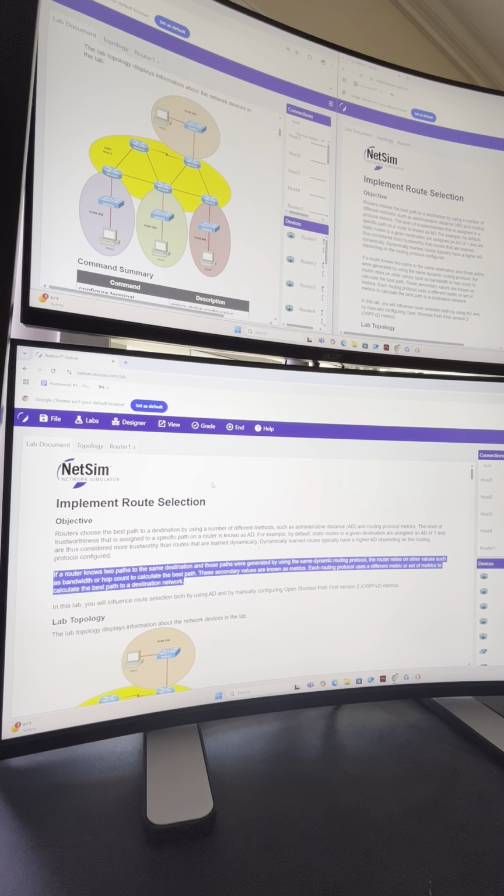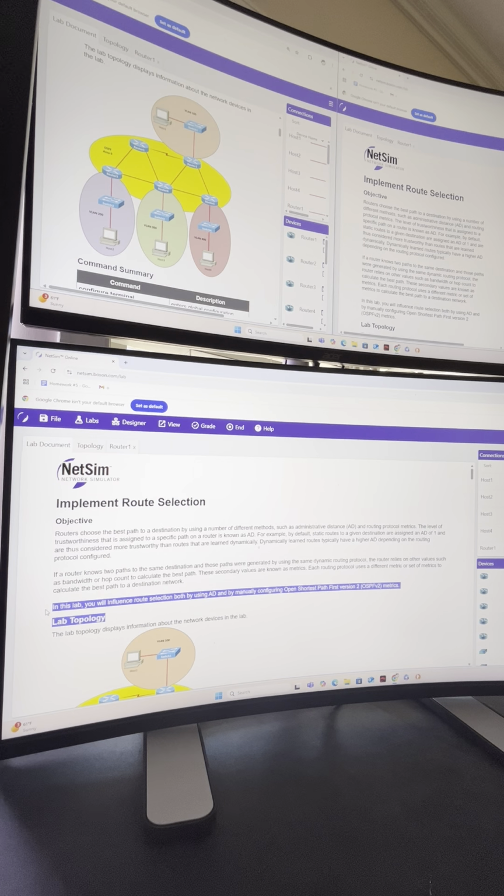It says, if a router knows two paths to the same destination, and those paths were generated by using the same dynamic routing protocol, the router relies on other values such as bandwidth or hop count to calculate the best path. These secondary values are known as metrics. Each routing protocol uses a different metric or set of metrics to calculate the best path to a destination network. It says in this lab, you will influence route selection by using AD and by manually configuring Open Shortest Path First version 2, OSPFv2, metrics.